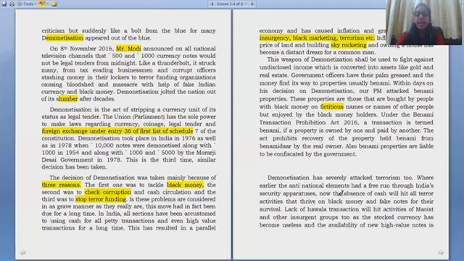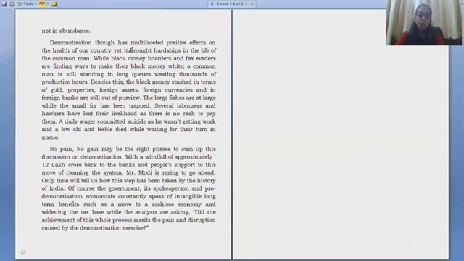Where earlier the anti-national elements had a free run through India's security apparatuses. Now the absence of cash will hit all terror activities that thrive on black money and fake notes for their survival. Lack of Hawala transaction will hit activities of Maoist and insurgent groups too, as the stocked currency has become useless and the availability of new high value notes is not in abundance. Okay. Now, demonetization, though, has multifaceted positive effects on the health of the country.